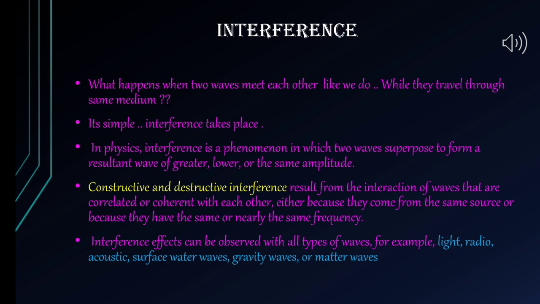Now coming to interference. What happens when two waves meet each other while they travel through the same medium? It's simple, interference takes place. In physics, interference is a phenomenon in which two waves superpose to form a resultant wave of greater, lower, or the same amplitude. Constructive and destructive interference result from the interaction of waves that are coherent with each other, either because they are from the same source or because they have the same frequency. Interference can be observed in all types of waves like light, radio, surface water waves, gravity waves, or matter waves, etc.